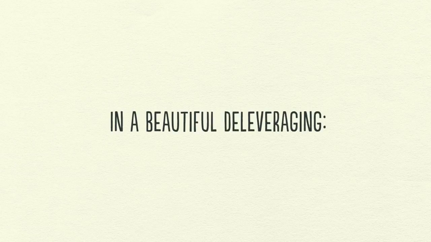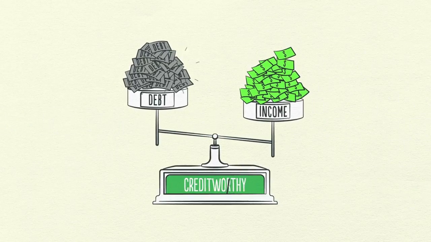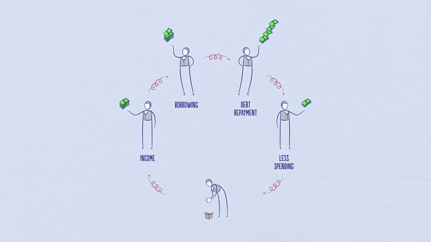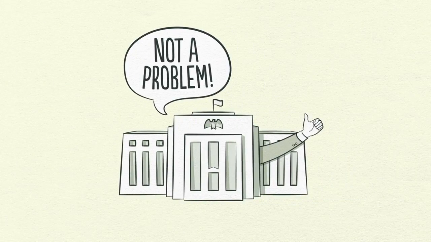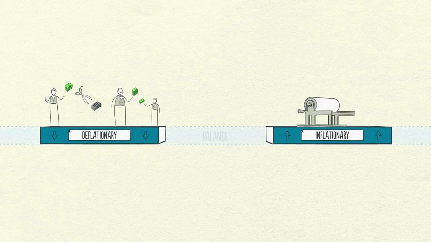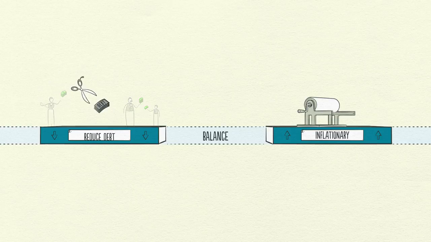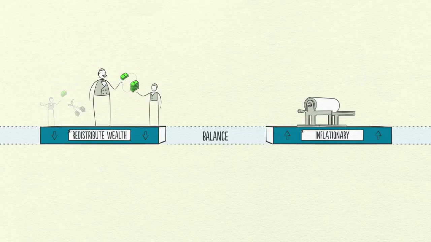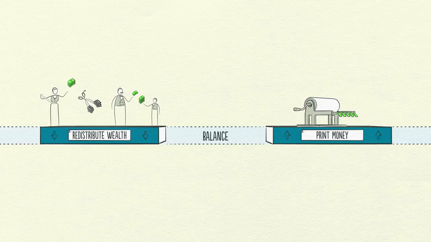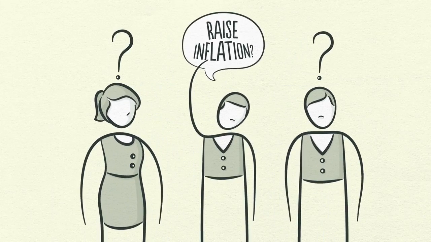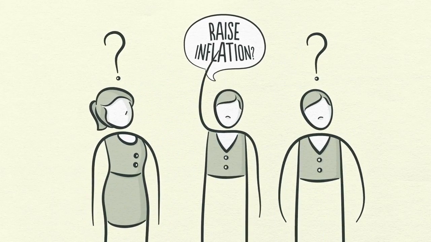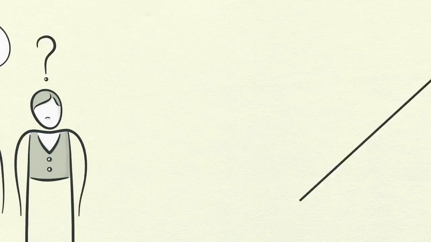In a beautiful deleveraging, debts decline relative to income, real economic growth is positive, and inflation isn't a problem. It is achieved by having the right balance. The right balance requires a certain mix of cutting spending, reducing debt, transferring wealth, and printing money so that economic and social stability can be maintained. People ask if printing money will raise inflation. It won't if it offsets falling credit. Remember, spending is what matters.